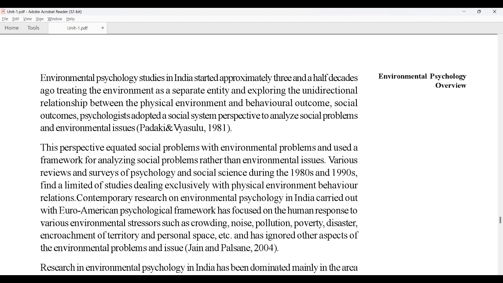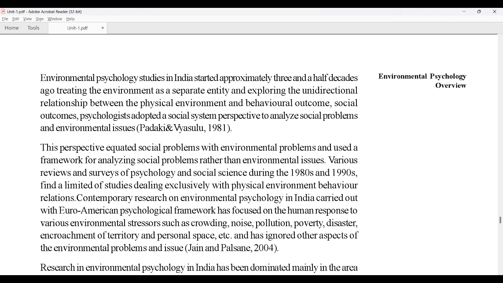Environmental psychology studies in India started approximately 3.5 decades ago, treating the environment as a separate entity and exploring the unidirectional relationship between the physical environment and behavioral and social outcomes. Psychologists adopted a social system perspective to analyze social problems and environmental issues. This perspective equated social problems with environmental problems and used a framework for analyzing social problems rather than environmental issues.